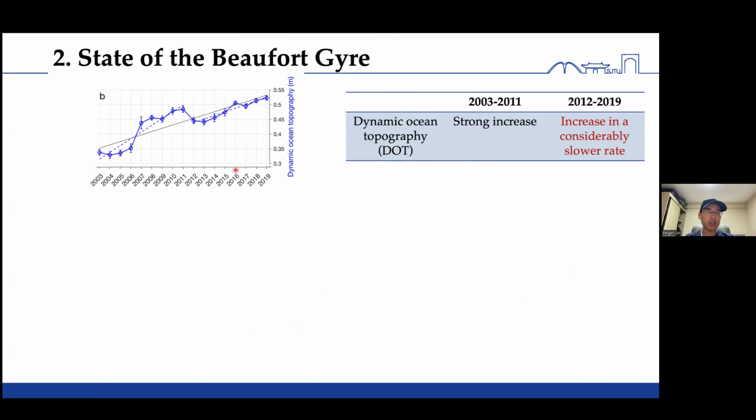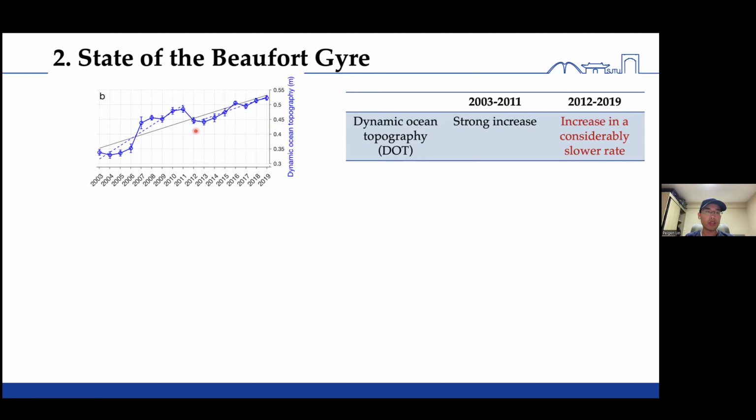First of all, I will show you the time series of the dynamic ocean topography from 2003 to 2019. The dynamic ocean topography, you could consider as reflecting the state or intensity of the Beaufort Gyre. So a higher dynamic topography represents a stronger or expanded Beaufort Gyre. As you can see, overall there's an increasing trend from 2003 to 2019, but you can also see there are notable variations within the trend.